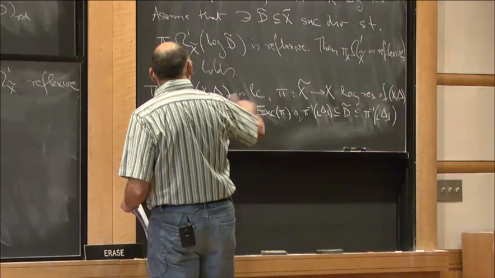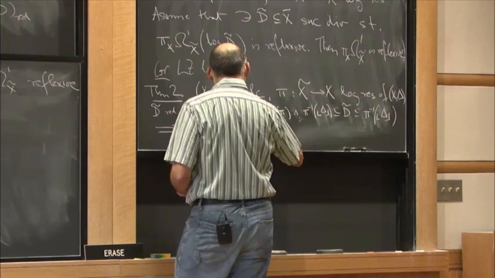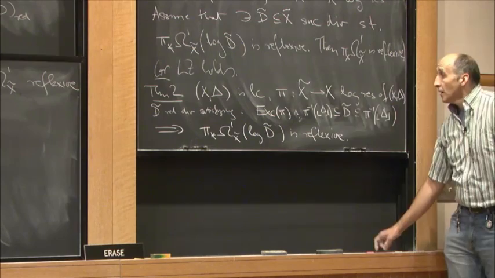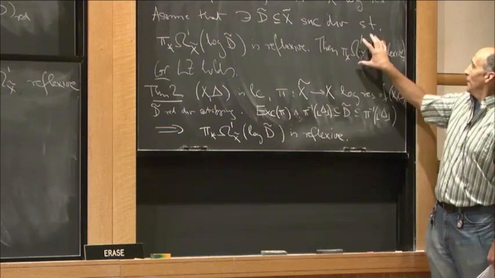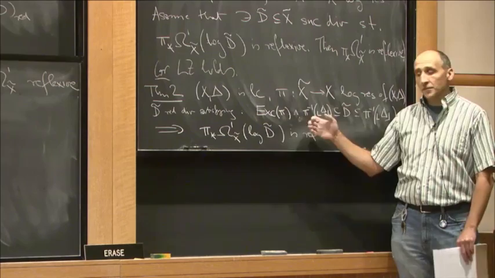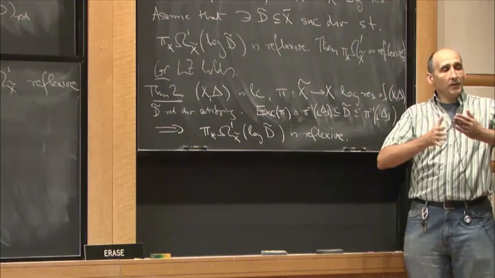So in that case, this is the assumption. Then the push forward of omega X twiddle 1 log D twiddle is reflexive. So compared to this theorem, this theorem says that if this holds, then this is reflexive. That's fine, but here we needed to add this divisor for sure. So you have to add all the exceptional divisors that map to the original, and then whatever you want with the original. So if you want, you can drop some of the original guys.